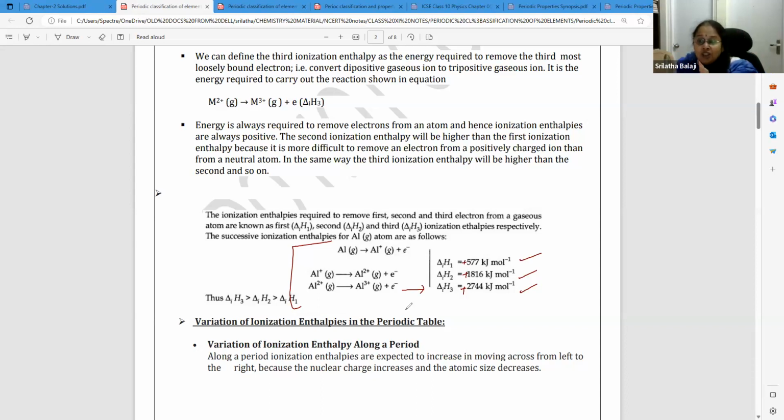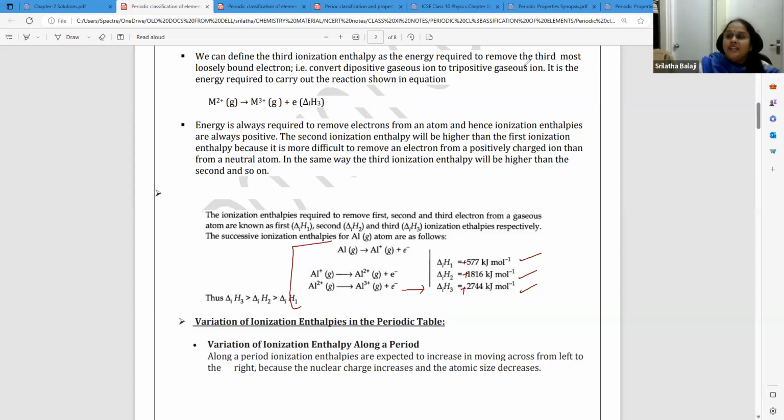Are you able to understand? So much hidden meaning is there in just these values. We write symbols with values, but what is it actually giving you the meaning? Removal of the third electron is difficult. So delta H I 3 is greater than 2, greater than 1. It means the third ionization enthalpy is always greater than the second and first. Okay? Is it clear? Got it?